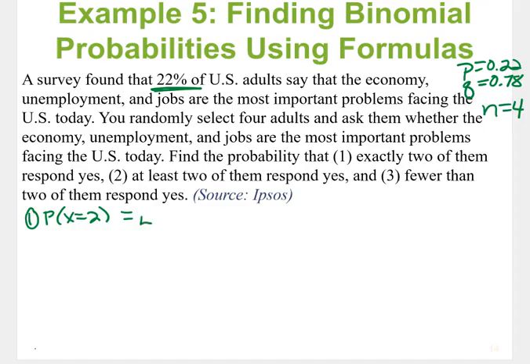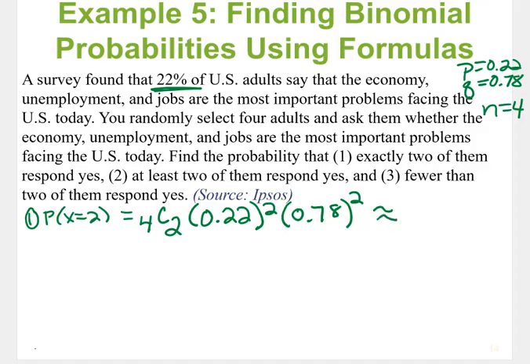So we want 4 choose 2, and then we're going to multiply that by our successes. So that's 22%, and we want 2 successes, and failure is 78%, and we want 2 of those as well, because 2 plus 2 is 4. And again, I would put that all in my calculator all at once. You can do it in pieces if you want to, but I just did it all at once, and I got 0.177 when I rounded it. All right, so that's not so horrible.